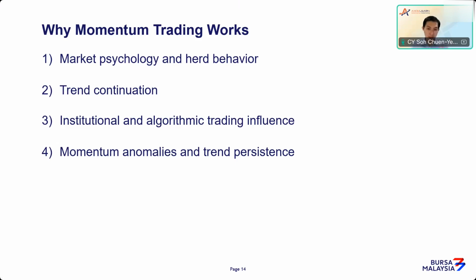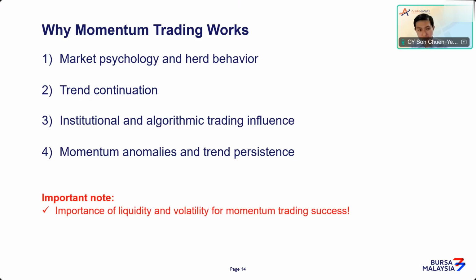So of course, with these four key reasons, you will notice why momentum trading is quite popular among the trading community. And there are several important notes that you must know, which are liquidity and volatility. Momentum trading works best in a market where the asset is very highly liquid, where you can buy and sell very easily without affecting the price too much. For example, popular futures products like FKLI and FCPO are highly liquid, so they fulfill this required criteria.